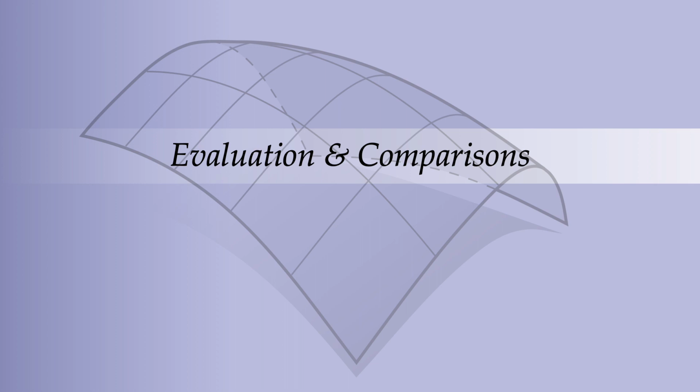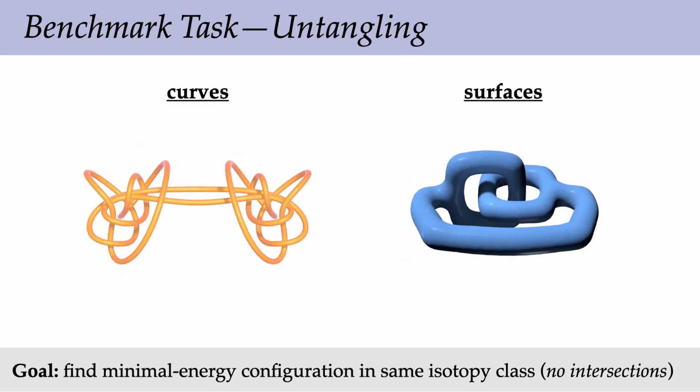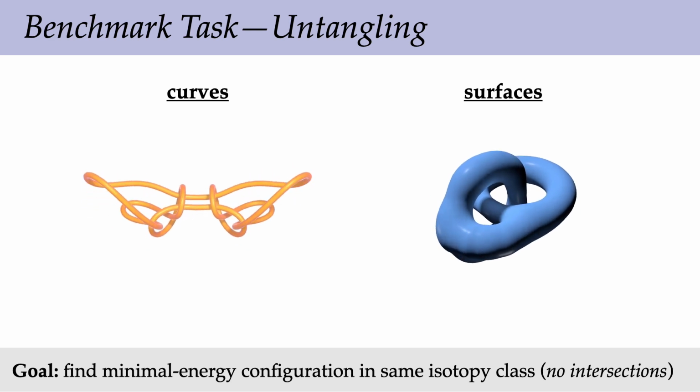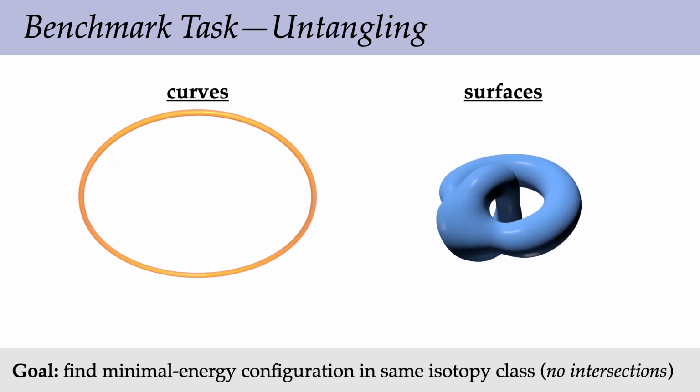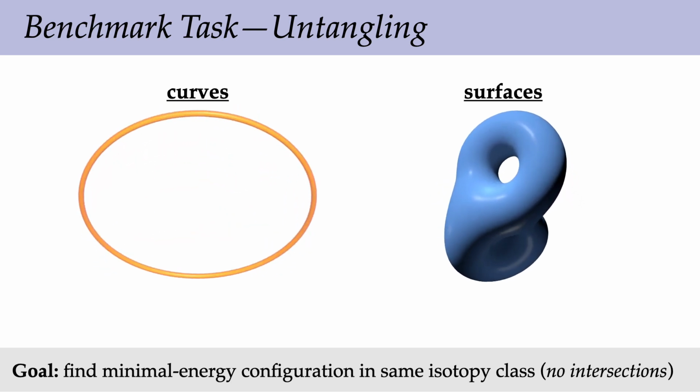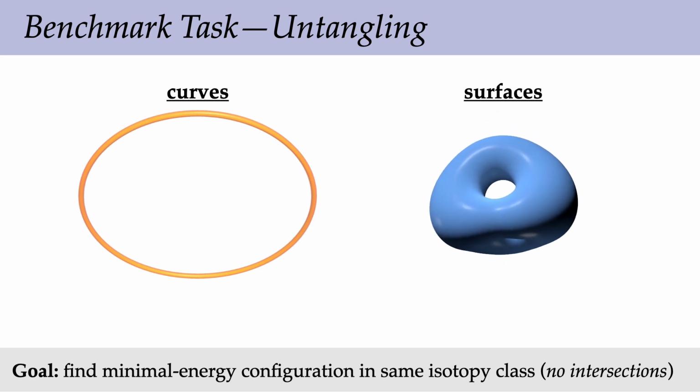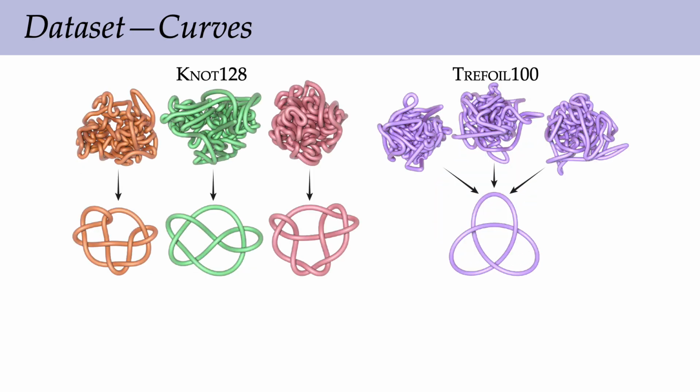Okay, so with everything in place, let's see how well our optimization scheme does compared to other possible strategies. Our basic benchmark is to untangle some complicated curve or surface. So basically, we want to find the minimum energy configuration without ever letting the geometry pass through itself. Since there's not a whole lot of past work on this problem, we generated our own benchmark dataset of several hundred curves by randomly perturbing a bunch of different knots into very tangled configurations.